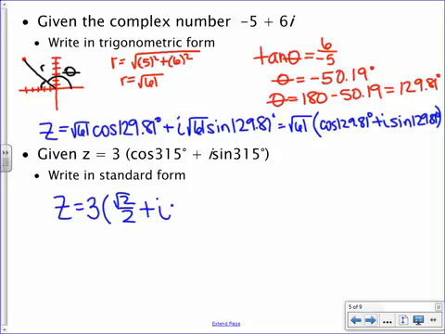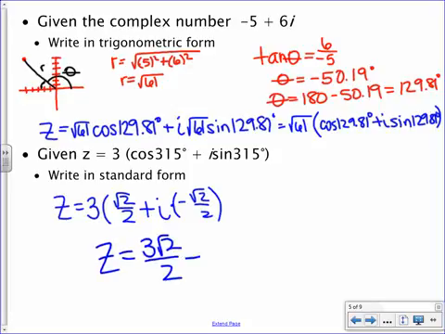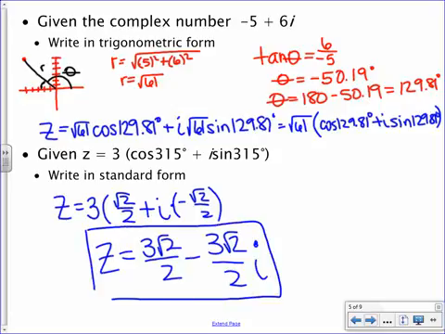Okay. Cassie, how about sine of 315? Same thing, just negative. Great. So in standard form, this number is 3 radical 2 over 2 minus 3 radical 2 over 2 i. Our cosine theta, our sine theta.